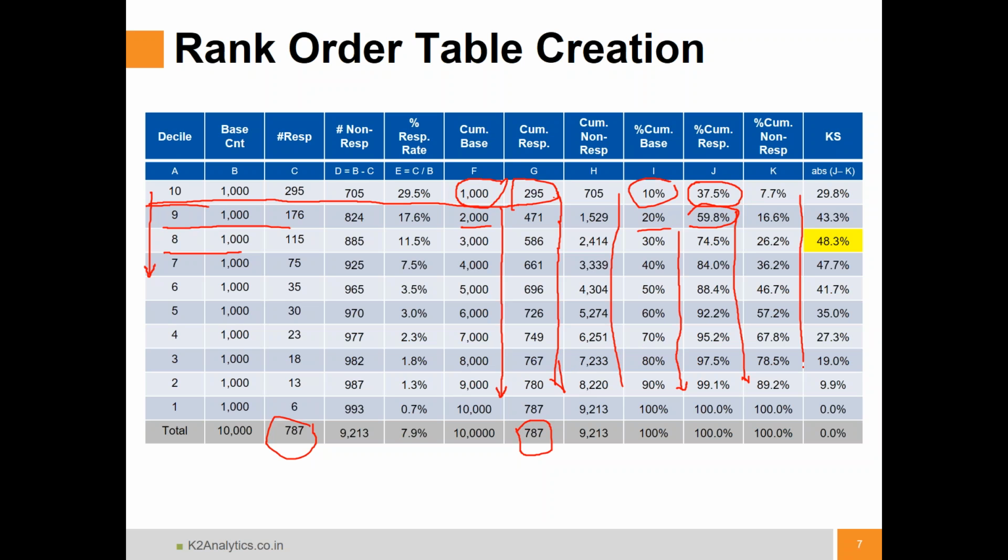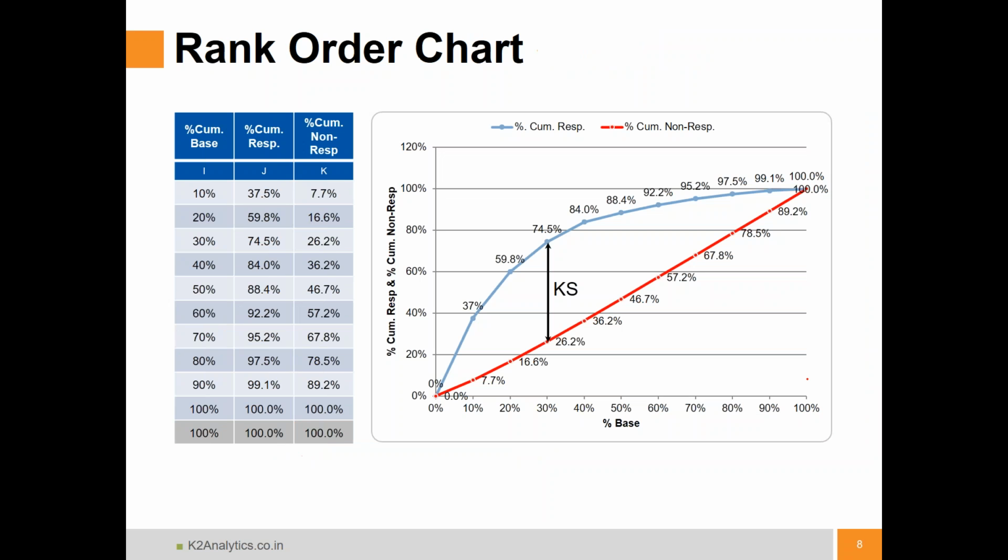So I can do this thing similarly for responders. Similarly, I can create this table for non-responders. Okay. So these three numbers now are important. I'm now taking these three numbers forward: percentage of customers targeted, what percentage of responders I get if I target, and what percentage of non-responders would be there.